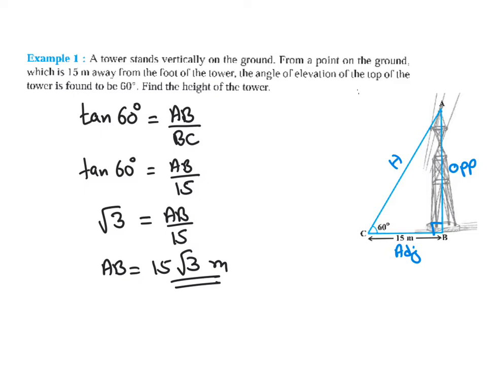This was a pretty simple problem. The only thing is to represent the problem in the form of a diagram, label the sides of the triangle, figure out what side is given and what side you need to find out, and then choose the appropriate trigonometric ratio. Remember the value of that trigonometric ratio and then use it in solving the problem. Let's try another one.